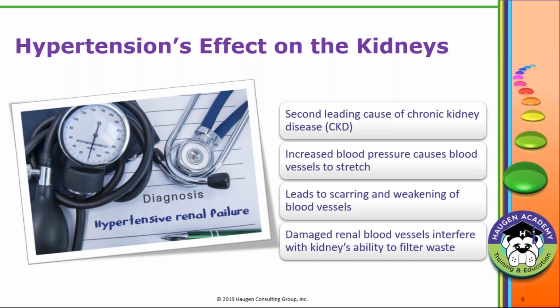And hypertension, the increased blood pressure, causes the blood vessels to stretch, and that causes scarring and weakening of those vessels, and then it makes it hard for the very blood-rich kidney to filter the blood effectively. So if you kind of remember back to your anatomy days where you've got these blood vessels that go into the glomeruli, which help filter the blood, when those get damaged because the blood pressure has damaged the vessels, then it interferes with the body's ability to remove waste from the body.